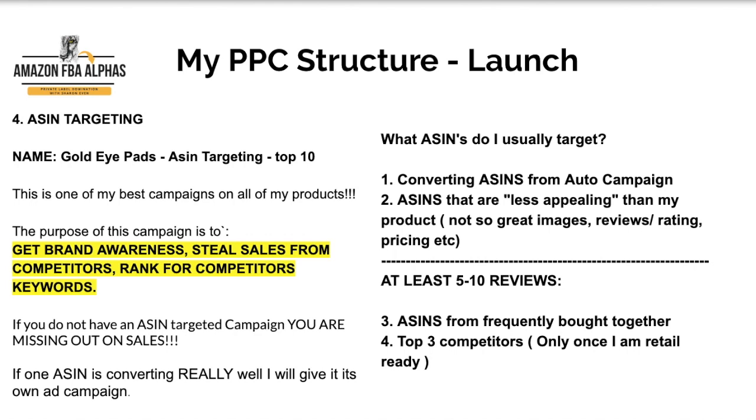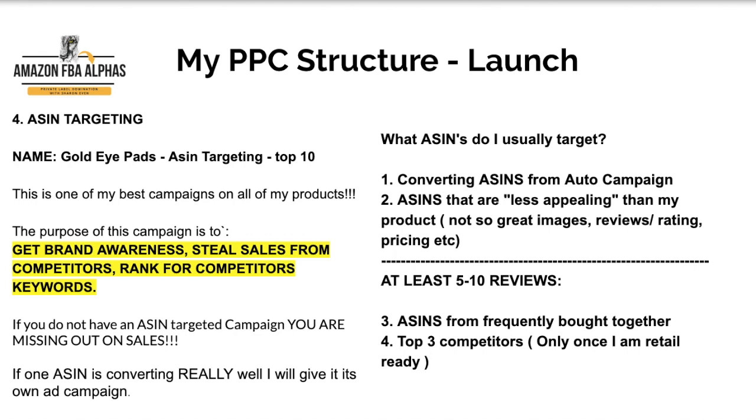What ASINs do I usually target? So number 1, converting ASINs from auto campaigns. Number 2, ASINs that are less appealing than my product, not so great images, reviews, rating, or pricing. That's the two ways that I will qualify an ASIN and whether I should actually target it initially or not. Once I have at least 10 reviews, I could then also use ASINs from the frequently bought together, and the top 3 competitors.